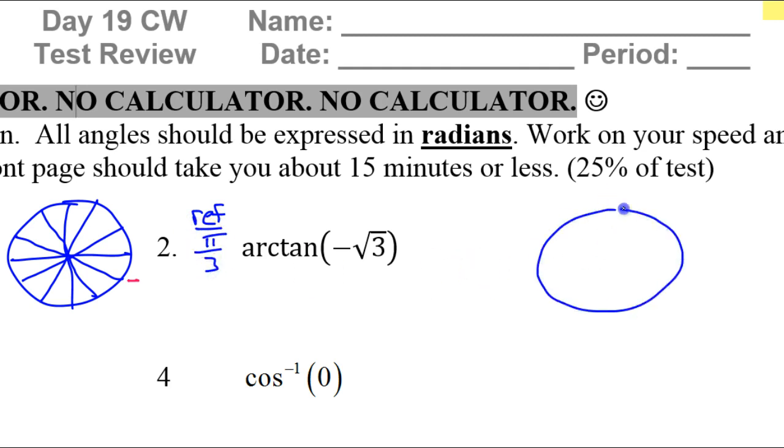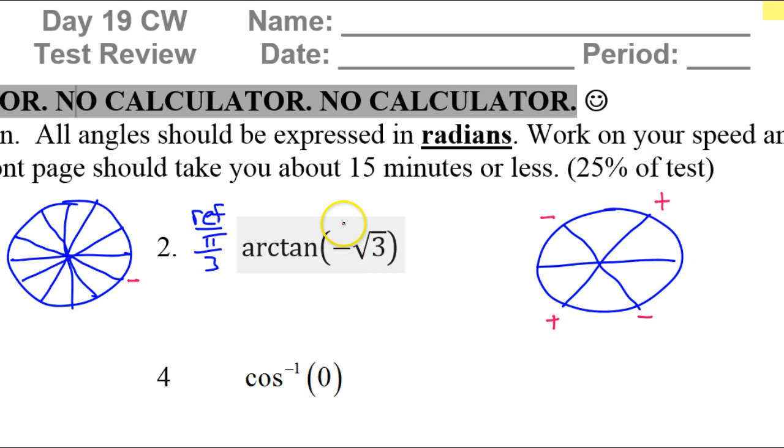Now let's consider a diagram. Here's a diagram of pi over 3's. There are 4 angles where the reference angle is pi over 3. Tangent is positive here and here. Tangent is negative here and here. Those are the 4 angles that have a reference angle of pi over 3.